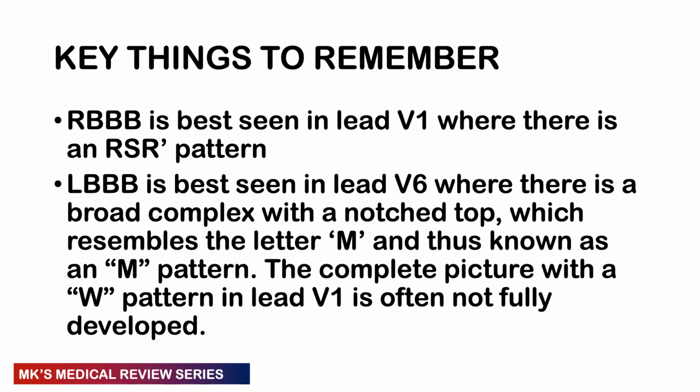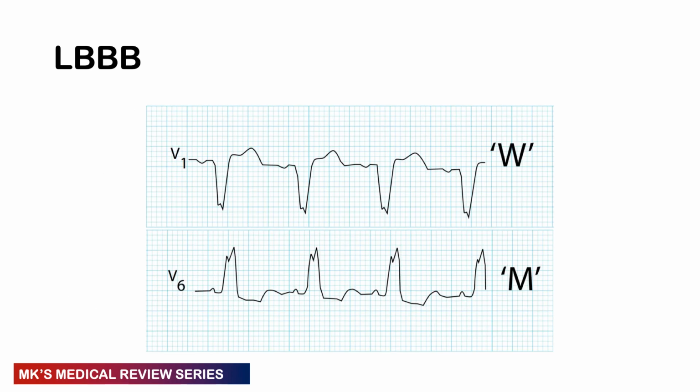Remember that right bundle branch block, you best see it in lead V1, where you're going to see your RSR prime pattern. Your left bundle branch block is going to be best seen in V6, where you're going to be seeing these broad QRS complexes that may have a notched top, or you may have this M pattern. And in V1, you may see this W pattern. So this is what it looks like.